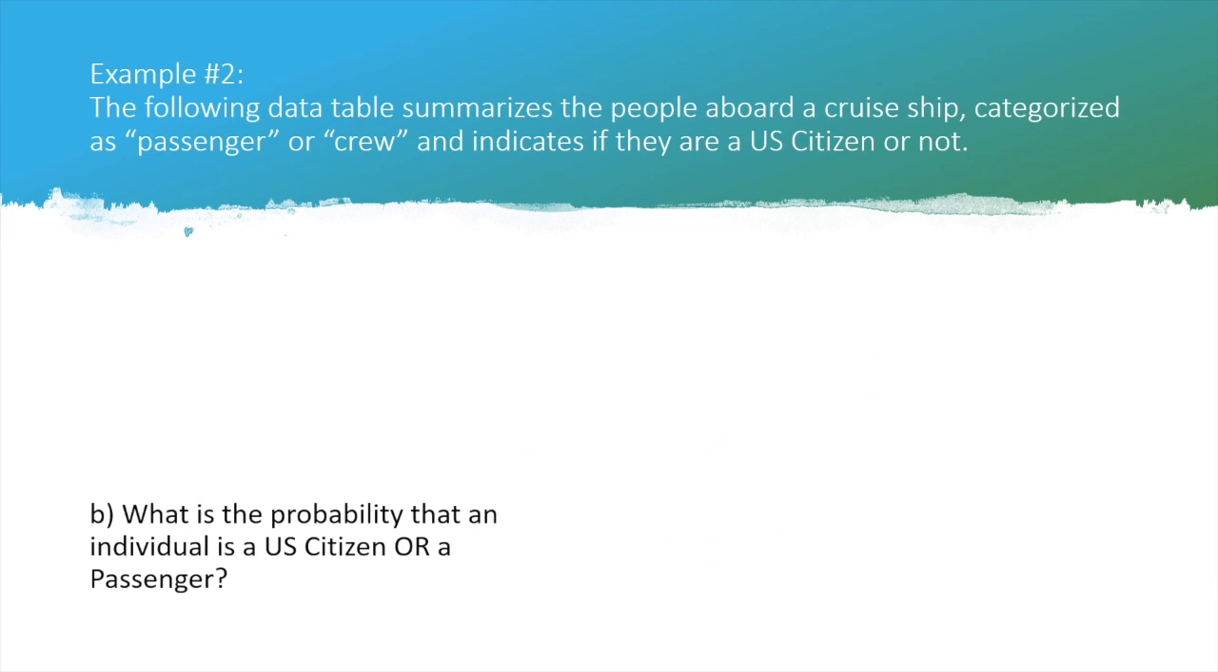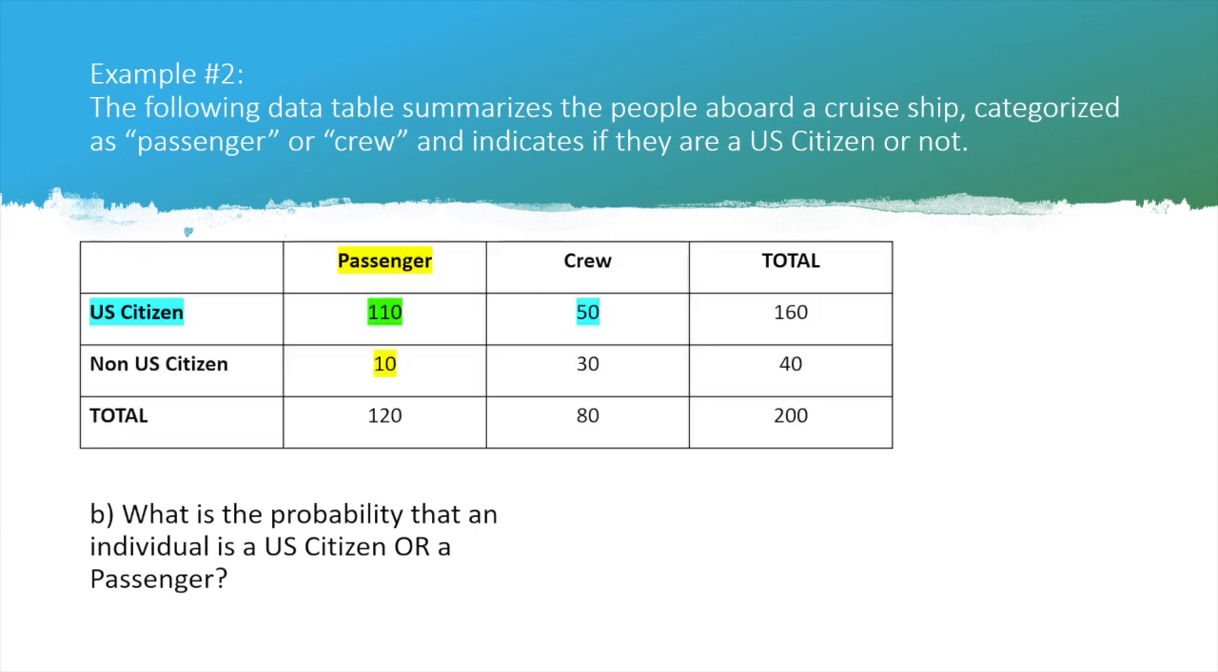Okay, so part B, what's the probability that an individual is a US citizen or a passenger? For these problems, I really recommend using a highlighter, using 2 different colored highlighters. If you take your highlighter and highlight the 2 different options we want, we want US citizen, so we're going to take US citizen, and that's this row right here. And then, or a passenger. So we'll do passenger in yellow.